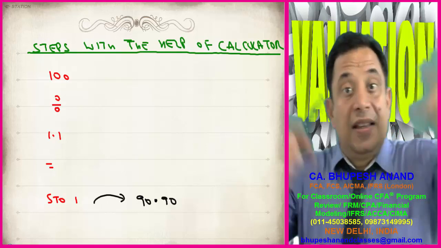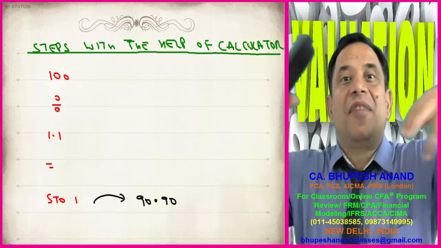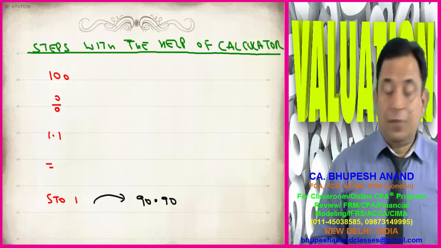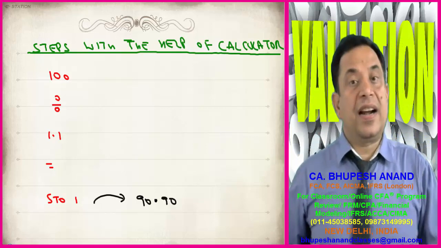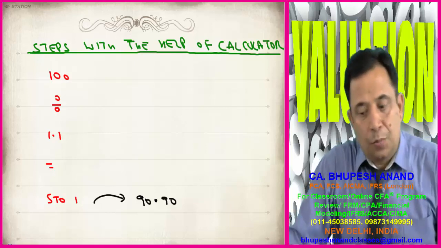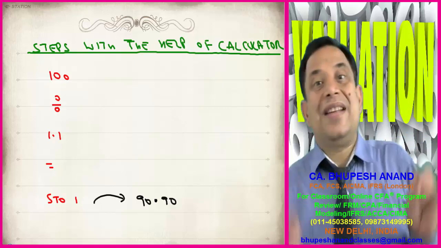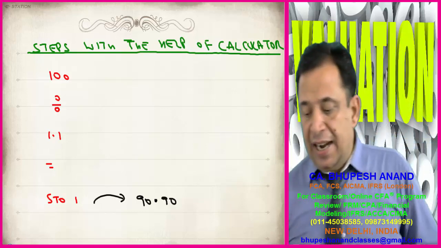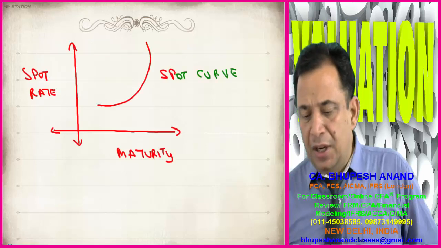So all rates are different for different maturities. Just press in your calculator 100 divided by 1.1, because 1 upon 1.10 is, equal to, STO 1. So store it in 1, that is 90.90. So what is the meaning of this?